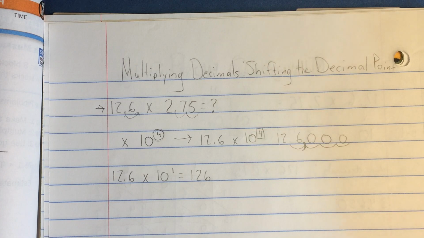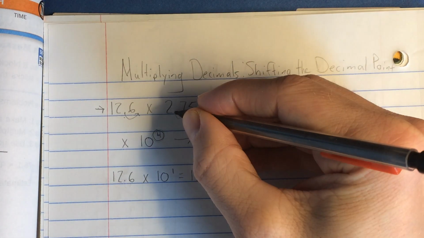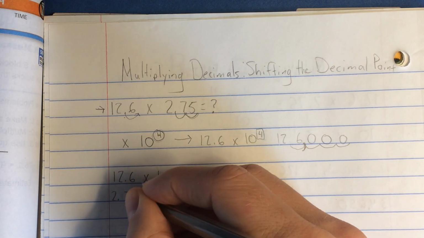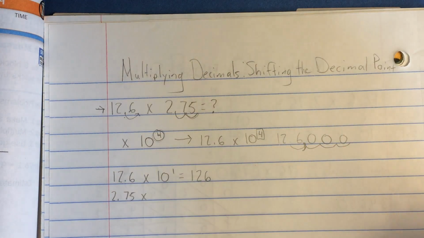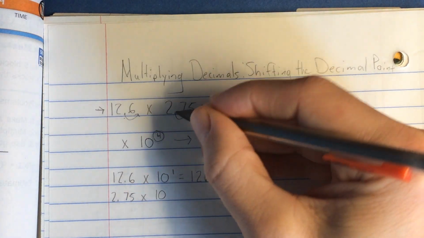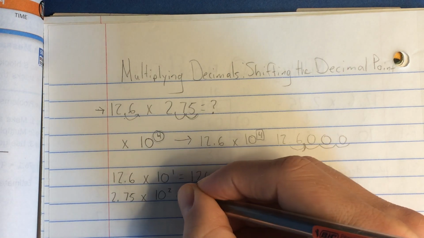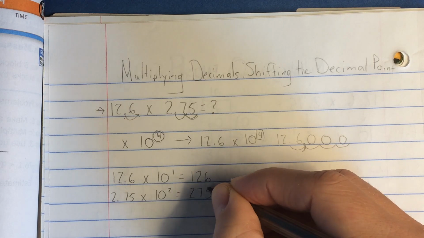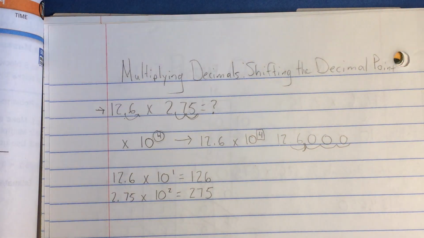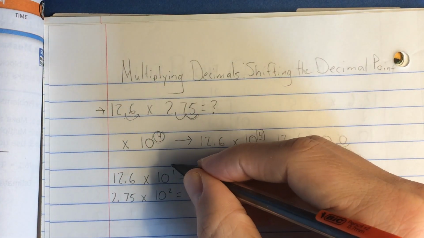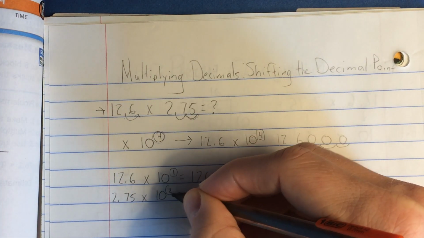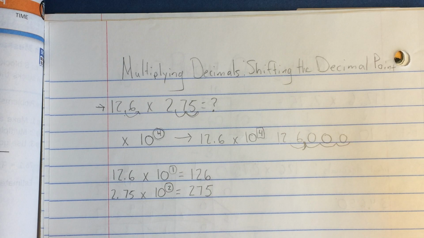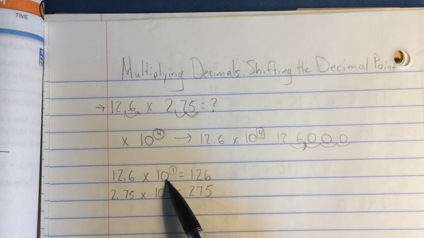So how many places was that? 1, 2. So that means if we take 2.75 and multiply it by 10 to the, we said 2 place values, so that'd be 10 to the 2nd power, that would give us 275. Okay. Now, what we need to remember are the exponents that we use. We're going to use those later. Hang in there. Okay, so the first step was to make these into whole numbers using powers of 10.